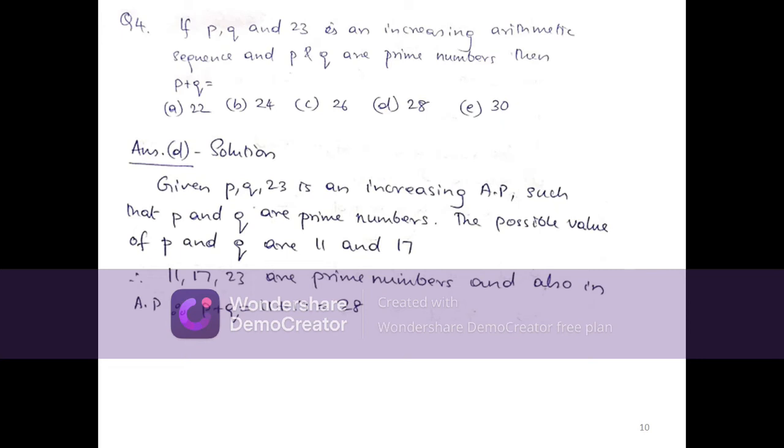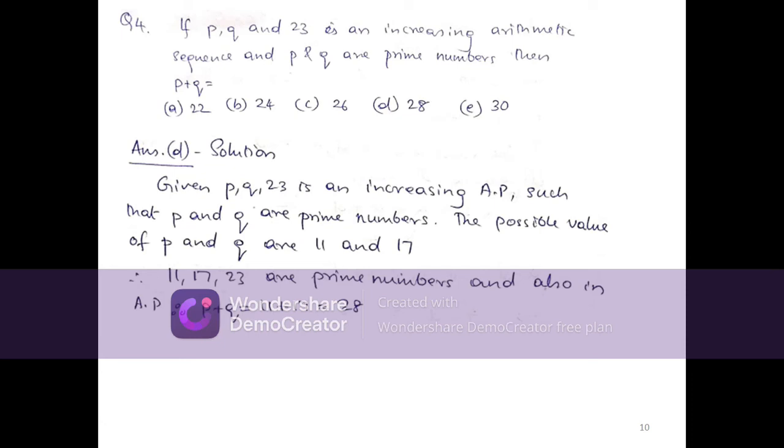So what is the answer? Option D, that is 28. So how did you get this? According to the question, P, Q and 23 is an increasing arithmetic progression, and P and Q are prime numbers.